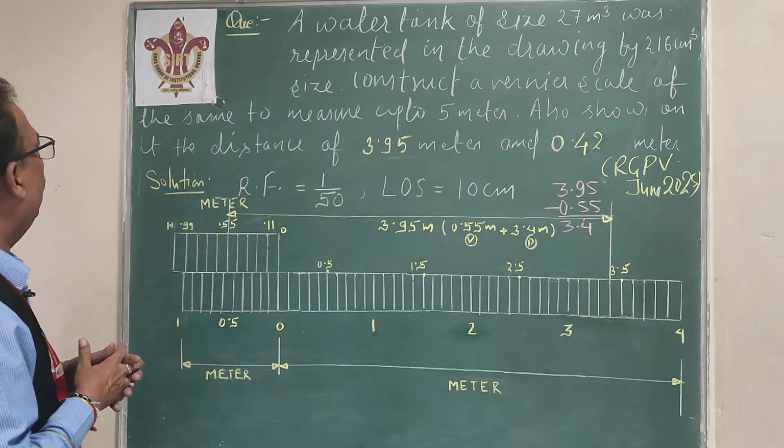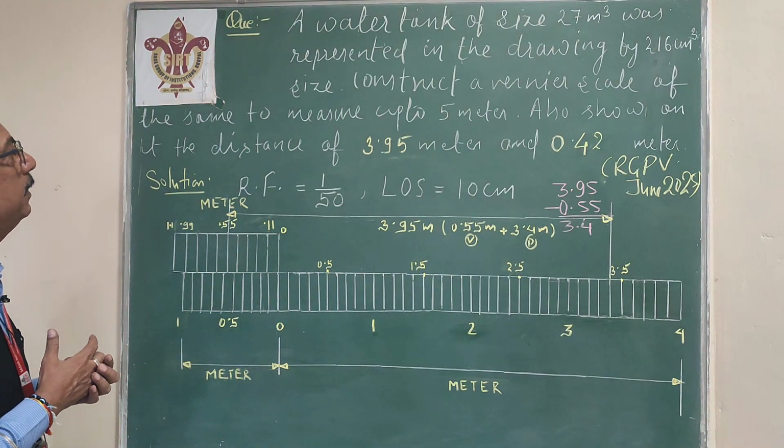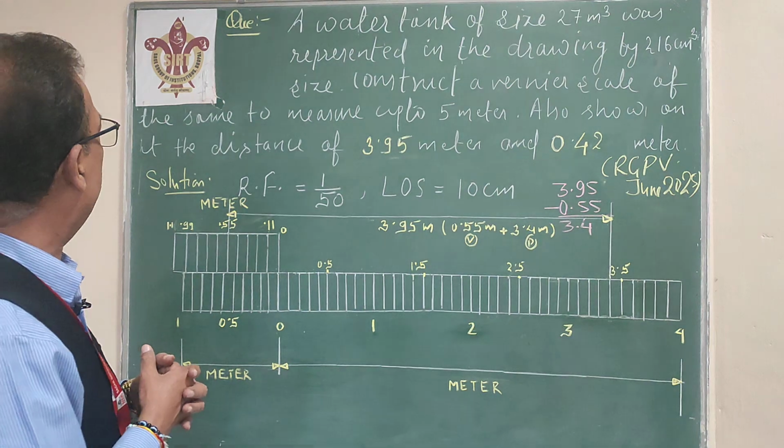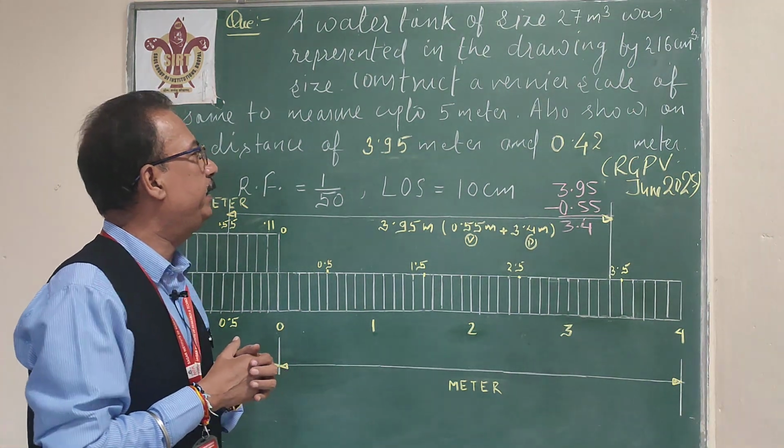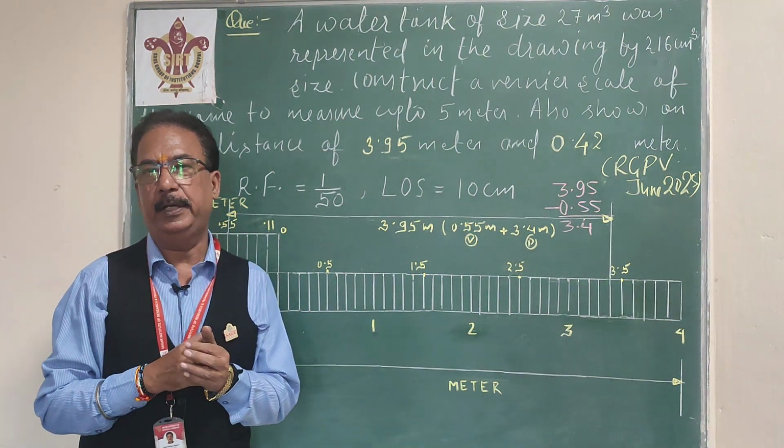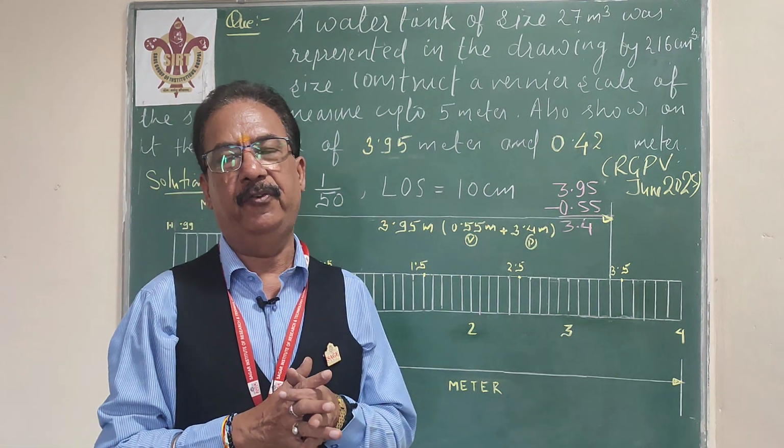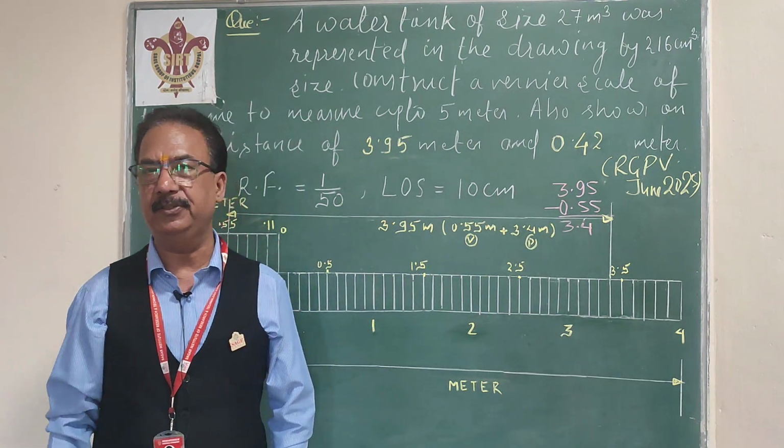Construct a vernier scale of the same to measure up to 5 meter. Also show on it the distances of 3.95 meter and 0.42 meter. Already you know about the vernier scale. Vernier scale will be used to represent distance in 3 units.